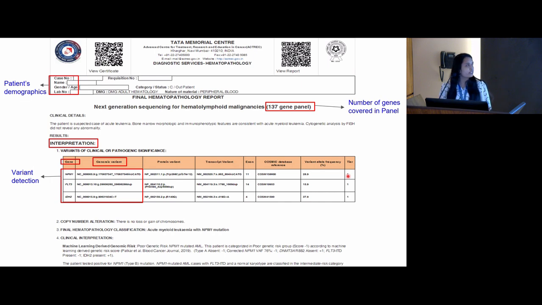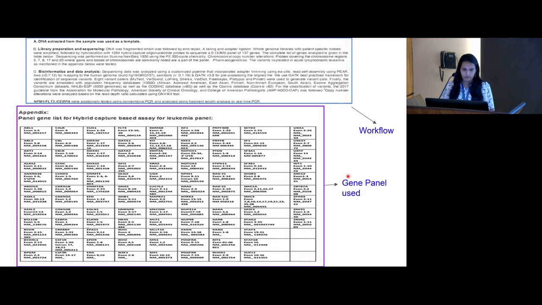So coming up, we can see a report which our lab generates. The main important things we can see are patient demographics at the very top. Next thing is the number of genes covered in the panel, which is mentioned. Next, in the interpretation, we can see the name of the genes, genomic variants, protein variants, and the other details. Next, followed by the clinical interpretation, which is done by the medical practitioners.